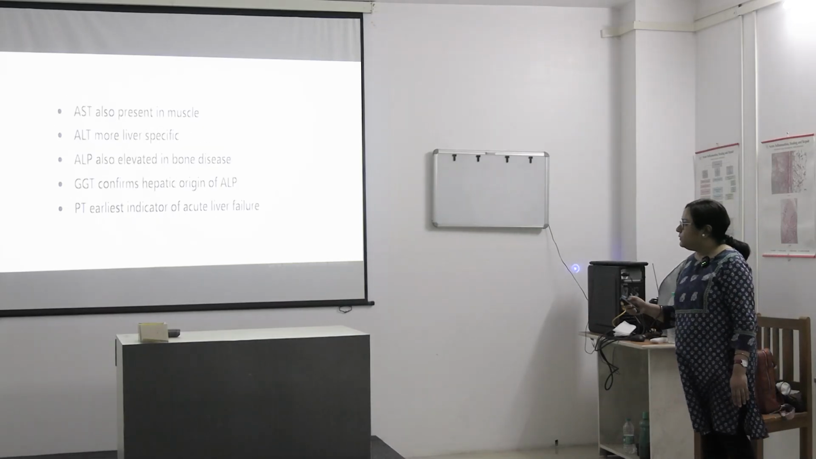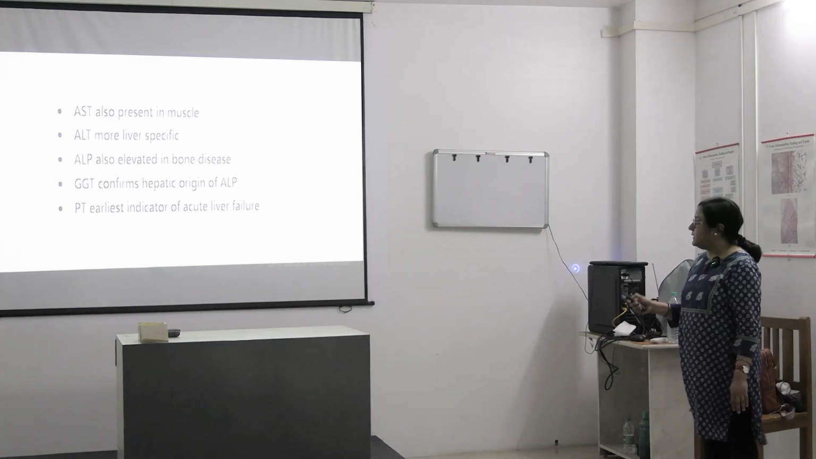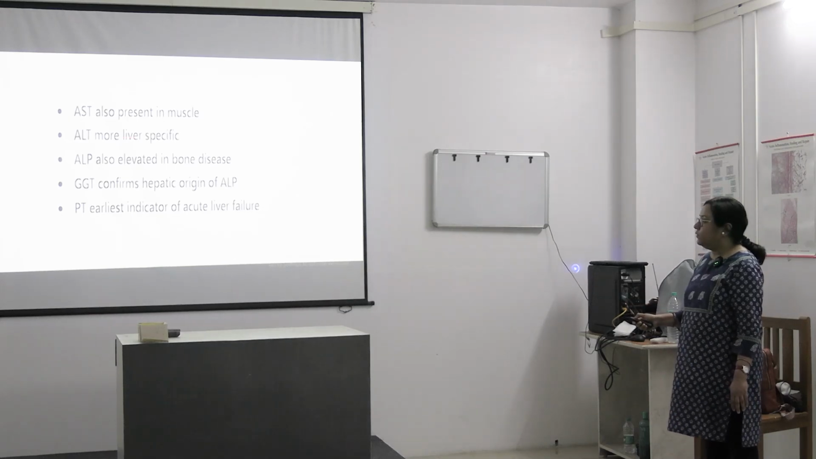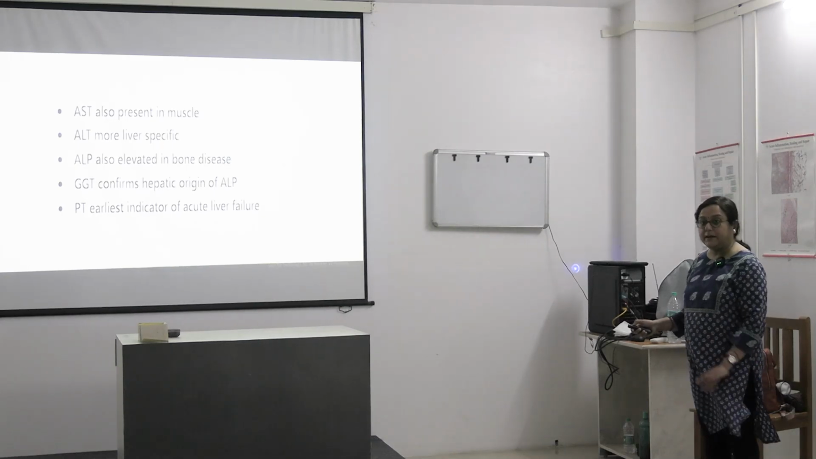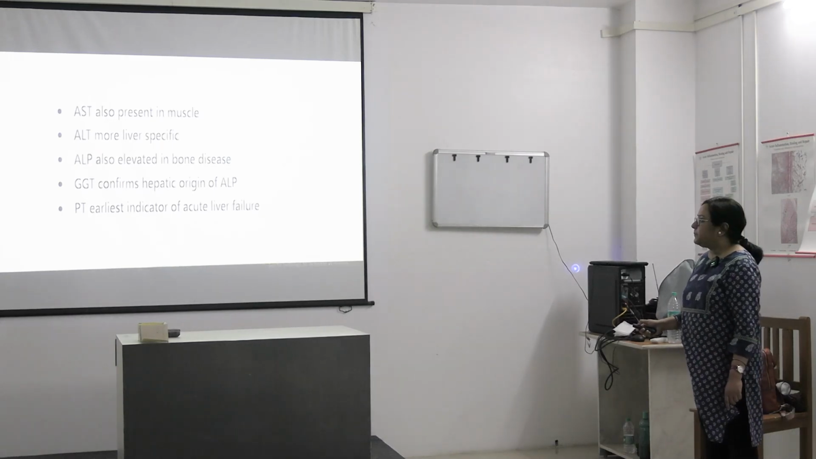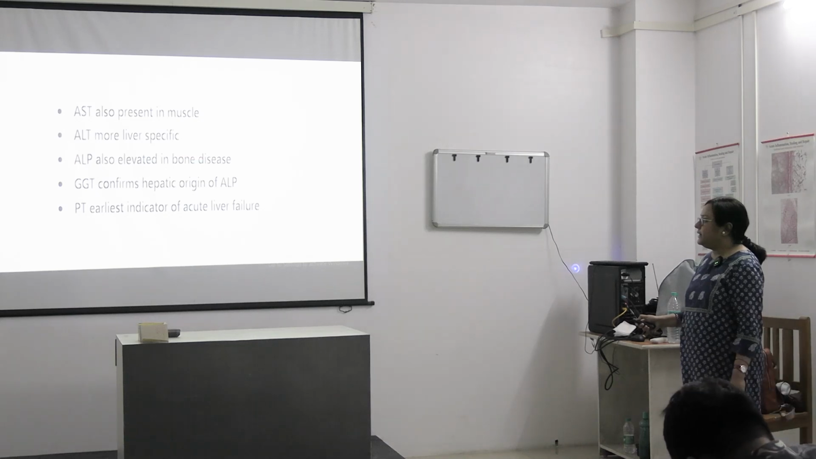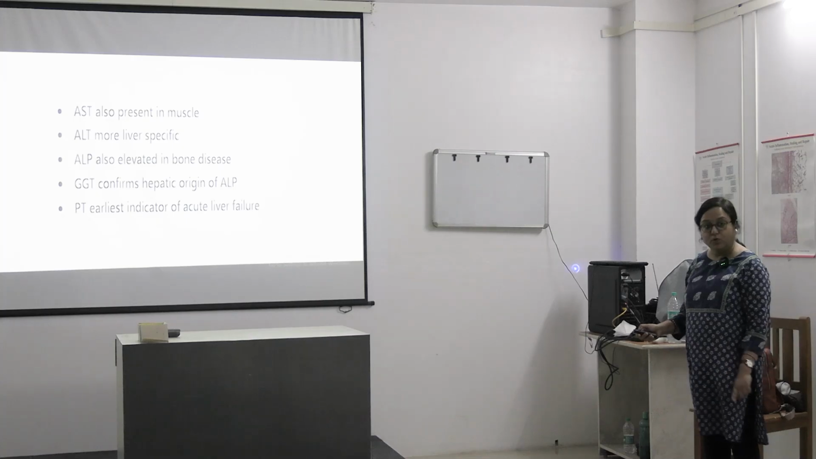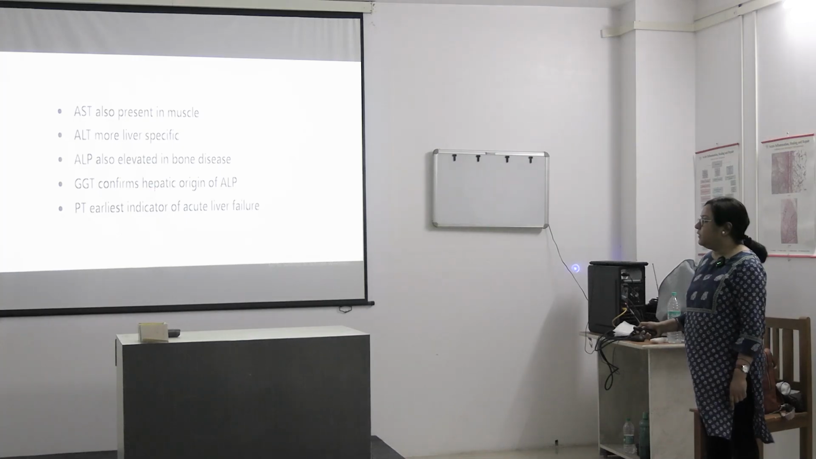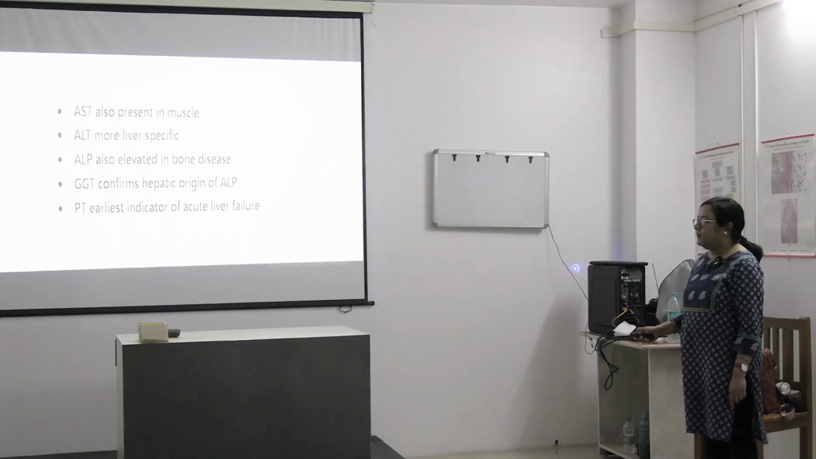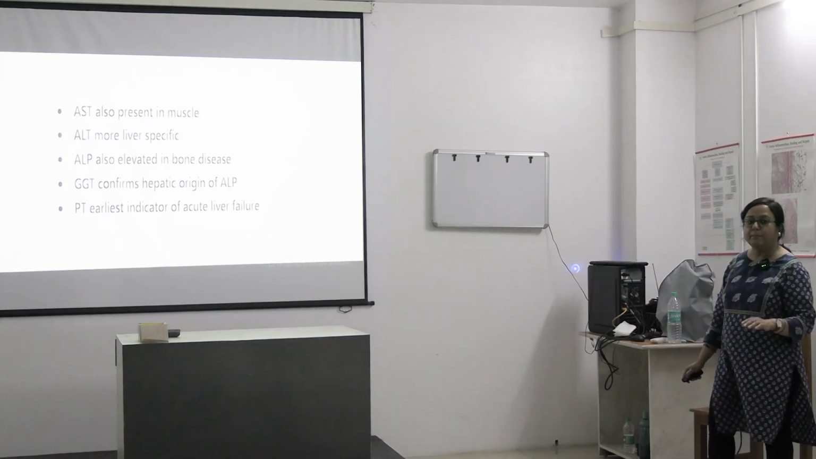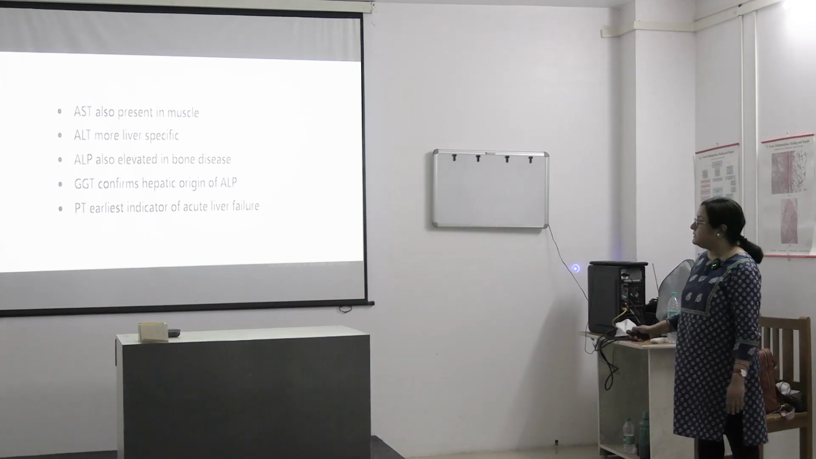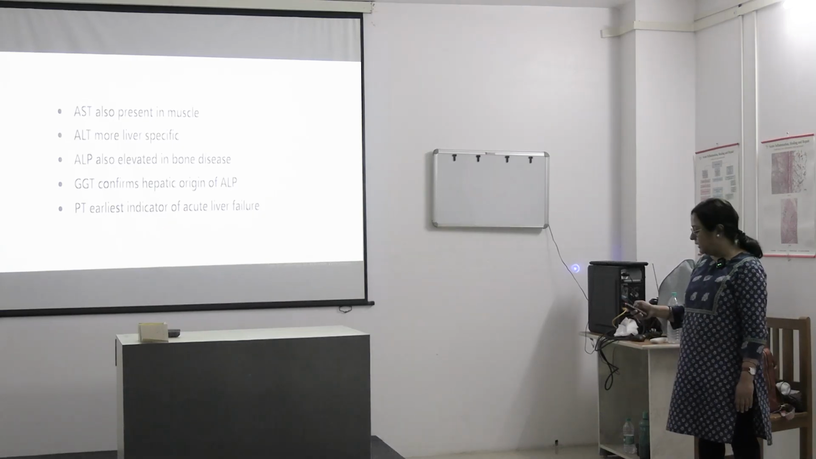So AST is also present in muscle. ALT is more liver specific, that is SGPT. SGPT is more liver specific. ALP is also elevated in bone disease; alkaline phosphatase is elevated in obstructive jaundice and bone disease. GGT confirms hepatic origin of ALP, and prothrombin time is the earliest indicator. If the prothrombin time is increased, it is the earliest indicator of acute liver failure.